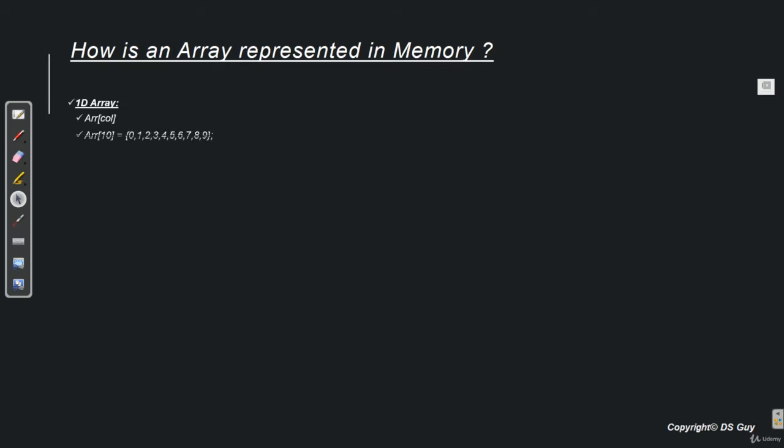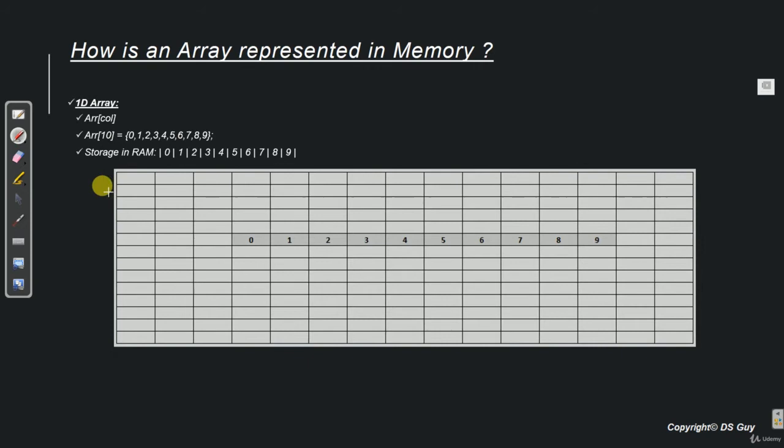So let's say we have initialized an array which is containing 10 cells in it and having values 0, 1, 2, 3, 4, 5, 6, 7, 8, 9. Now let's see how it is stored in RAM. So let's say this is our RAM, that is random access memory.